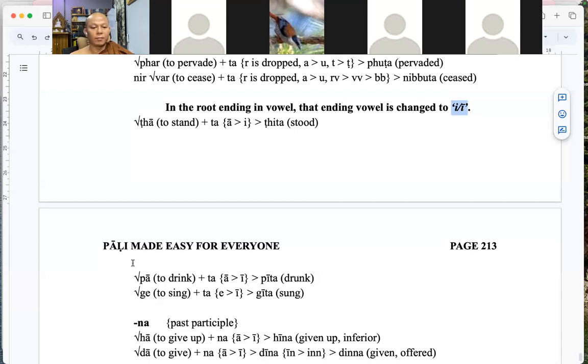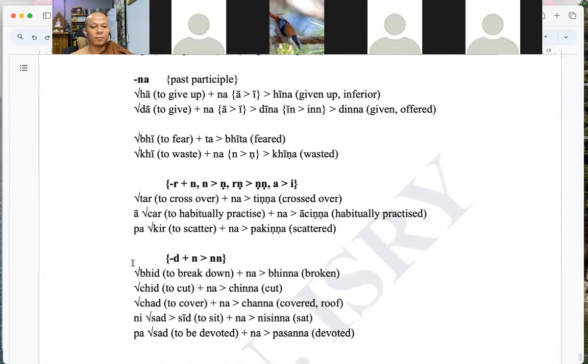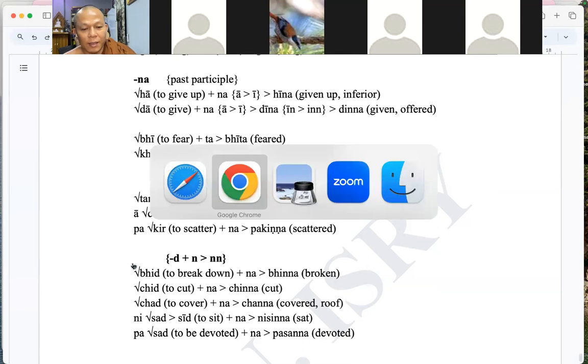And the last point, Bante, is for na in the past participle. Here, Bante, we see that in some cases the na will be with a dot or without a dot. So for example, hīna or dīna is without a dot, but why is khīṇa with a dot there? That is here, you see.